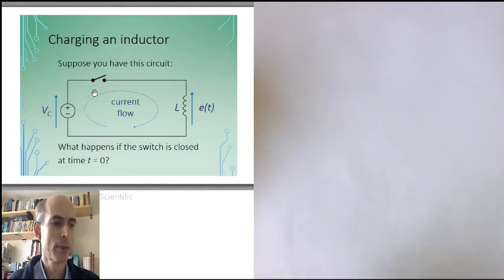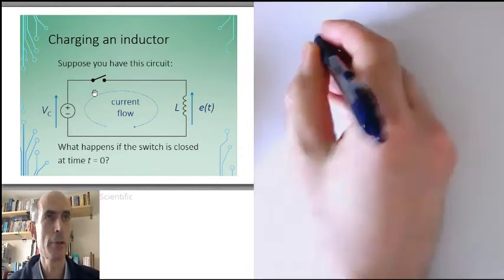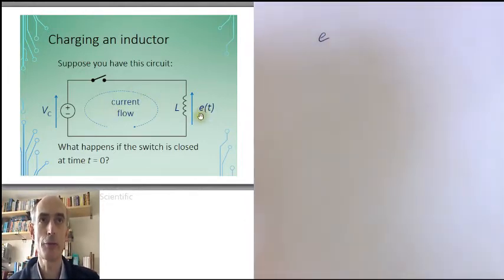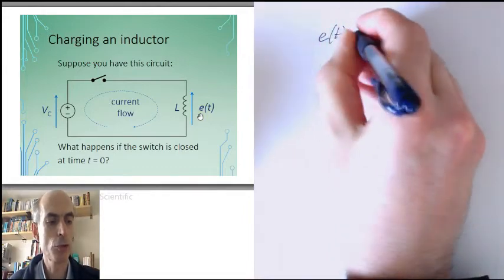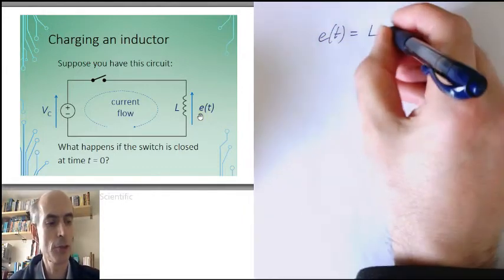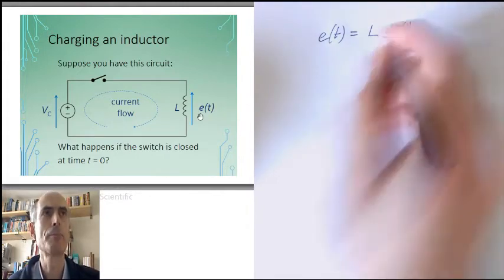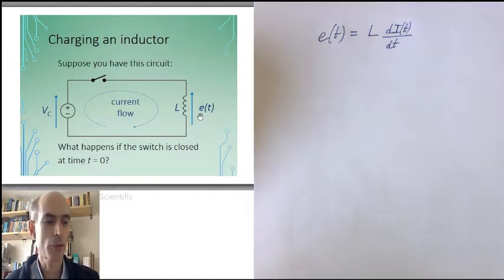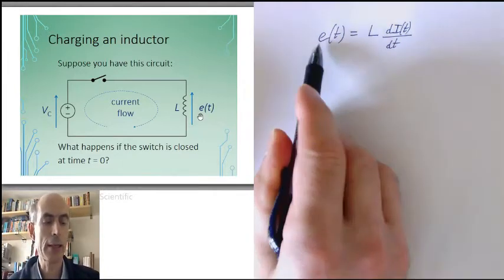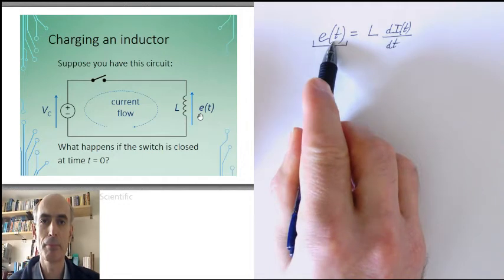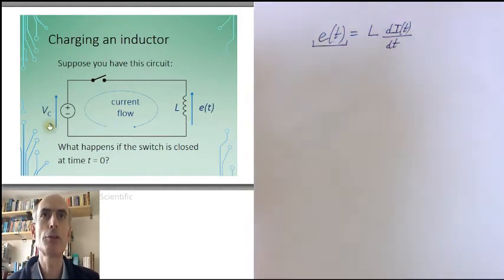What happens? Well, key important formula for an inductor. The voltage across an inductor, which I've called E here, it's a function of time now, is equal to L, the value of the inductance, times di dt, the rate of change of current through the inductor. And the current is now going to be a function of time as well. In this particular case, though, the voltage across the inductor isn't a function of time. It's constant. It's fixed to the value of Vc, this voltage source here, that's placed directly across it.